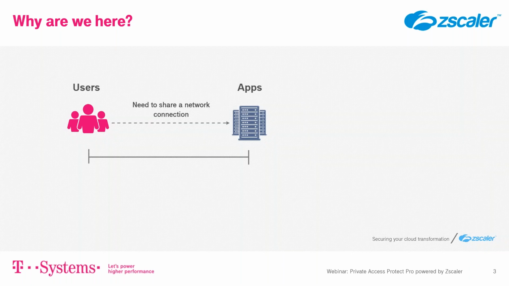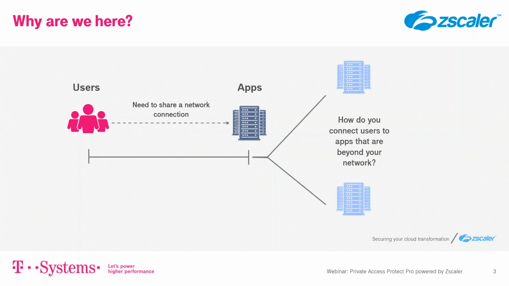And this was easy when everybody drove into the office, walked to the desk, plugged the computer into the network, and then got access to the locally hosted apps. But I think we can all agree today that that's not really the way things are working anymore. So let's consider this. What happens then when you have applications that are outside the bounds of your ecosystem and they're beyond your local network? How do you connect people to these applications? And that's exactly what I want to talk to you about today.